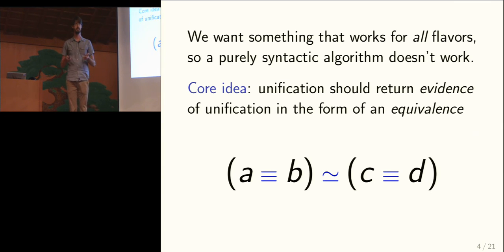And the form this evidence takes is the form of an equivalence. So this is really the type theoretic notion of an equivalence. This means we have a function from the left to the right type and a function back, and these functions are mutually inverses. So this is the basic idea of the talk.